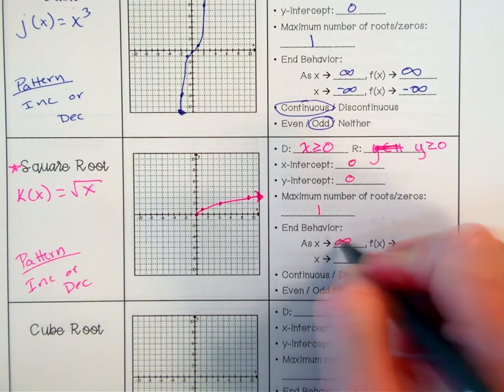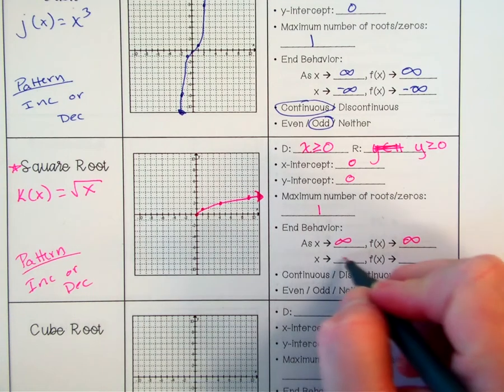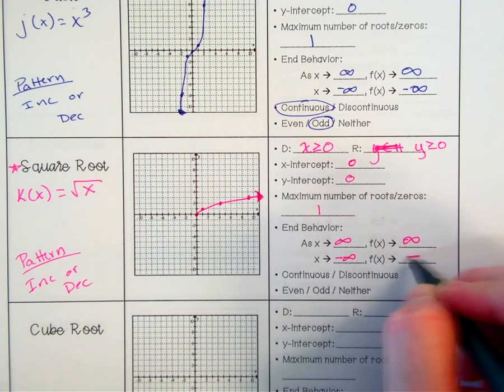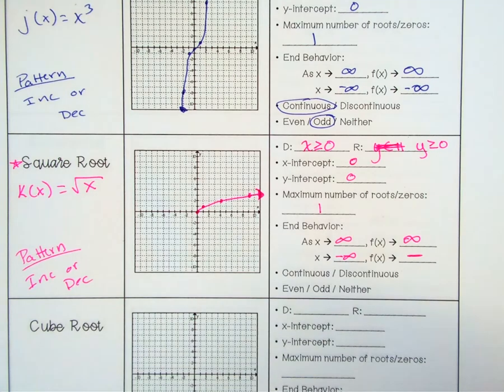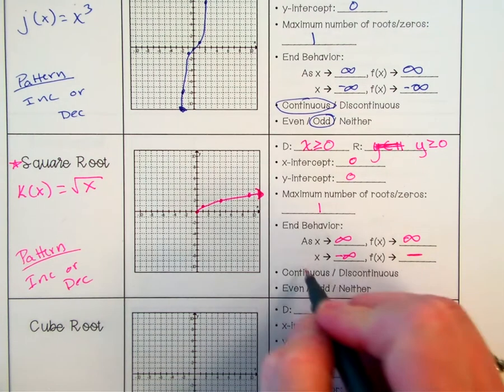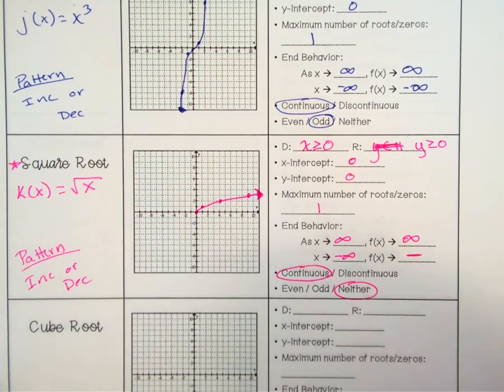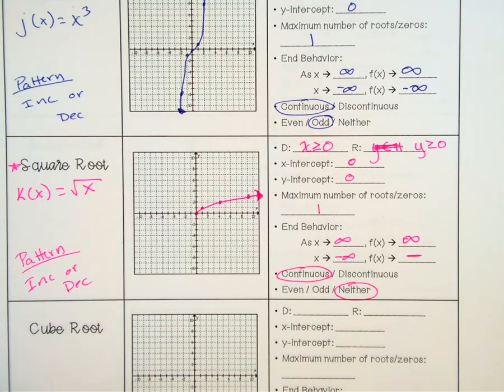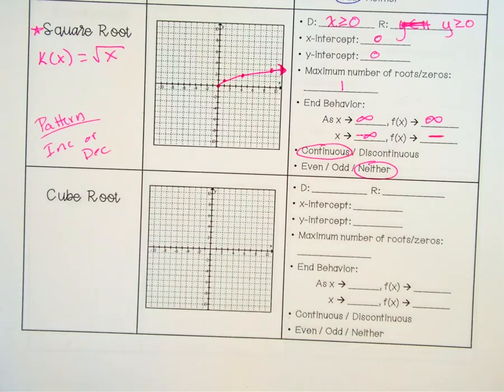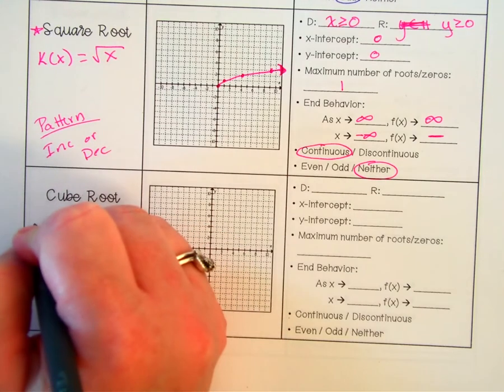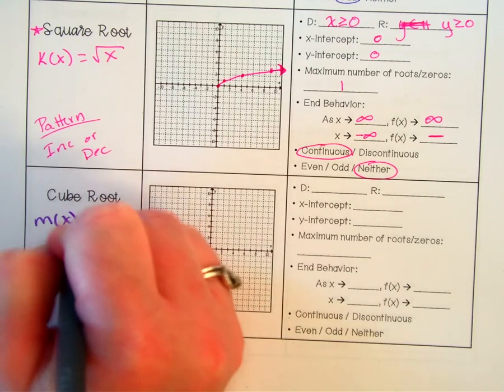End behavior on the right side is increasing. End behavior on the left side, there isn't one. We're not going to write it because there's no arrow. It's not going to keep going anywhere. So there's no end behavior for us to describe, because it's not going anywhere. You have to have an arrow in order to be able to have an end behavior there. This is continuous, and it's going to be neither. It's not even or odd symmetry. So we'll go with M, because L looks like a 1.